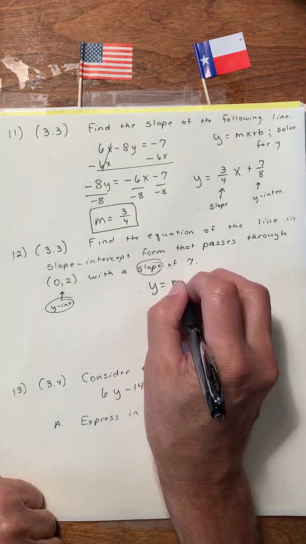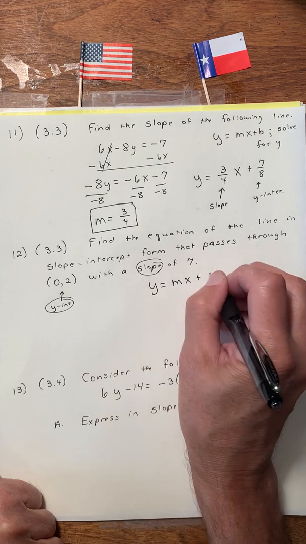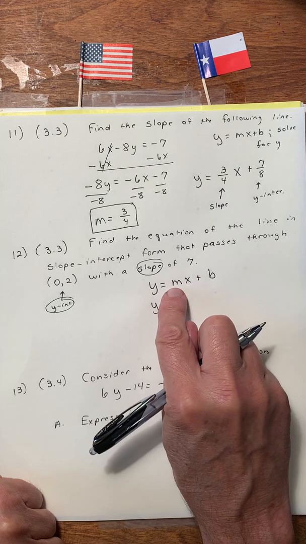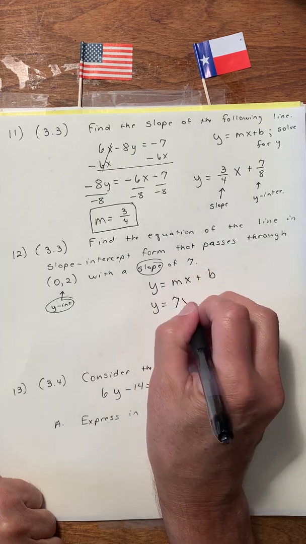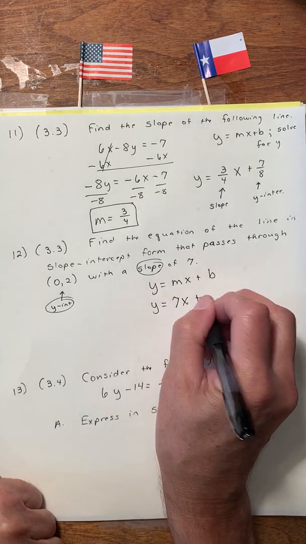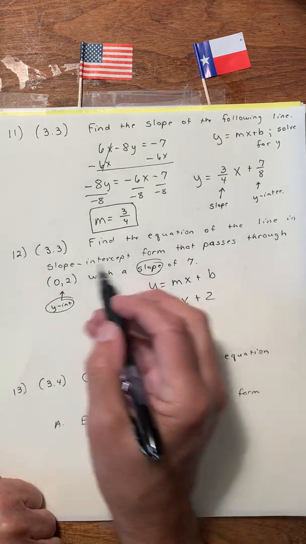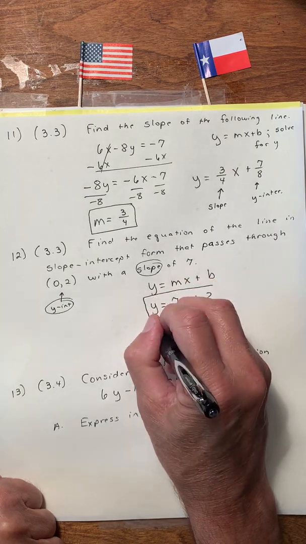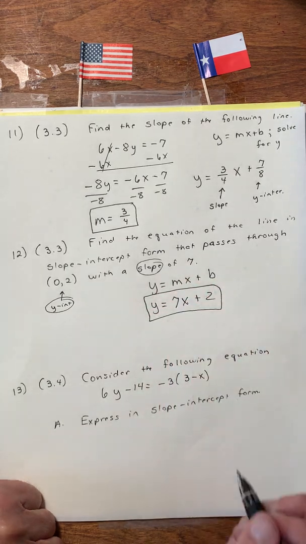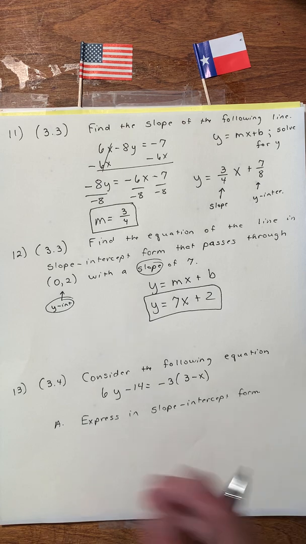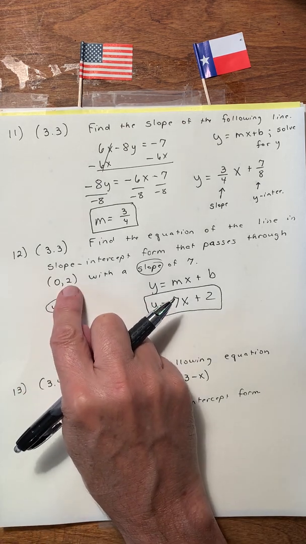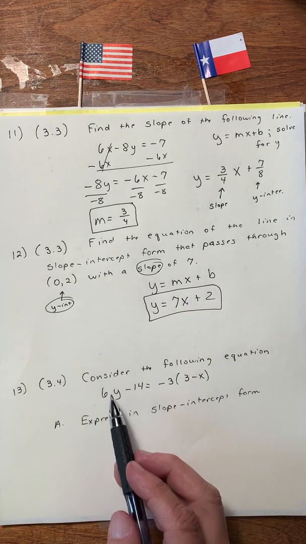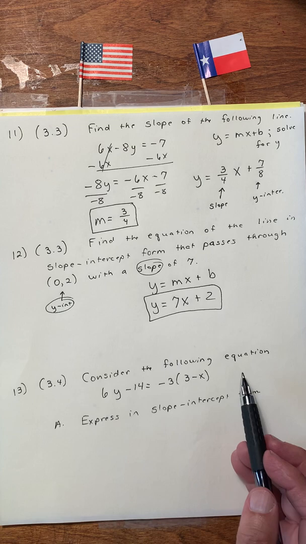I've got the equation of the line. Y equals slope times x plus the y-intercept. Find the equation of the line in slope-intercept form. Got it. All right. So recognize that if you have a point 0 something, that something is your y-intercept.